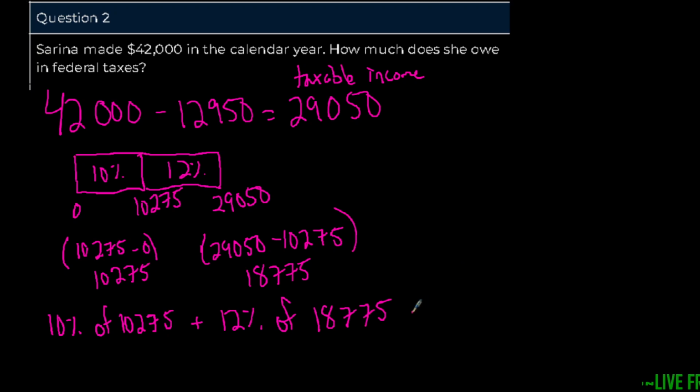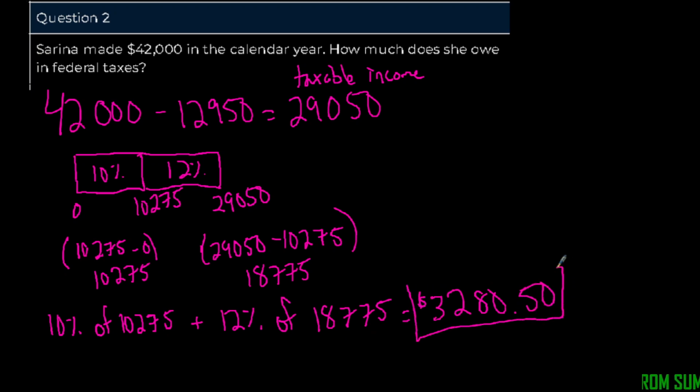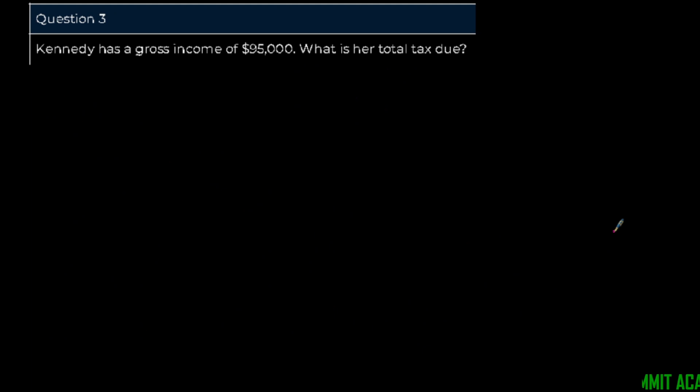So it's going to be equal to $3,280.50. So you can make sure you're doing your labels. We're going to say that's going to be our total taxes owed. All right, moving on to the next part.